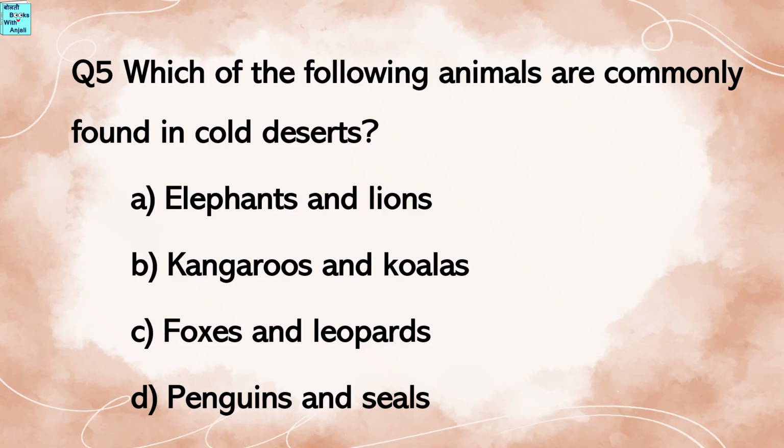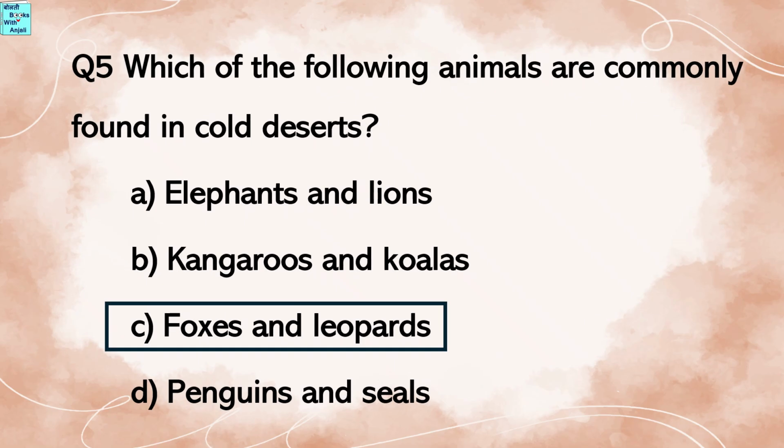Which of the following animals are commonly found in cold deserts? A. Elephants and lions. B. Kangaroos and koalas. C. Foxes and leopards. D. Penguins and seals. Answer is foxes and leopards.